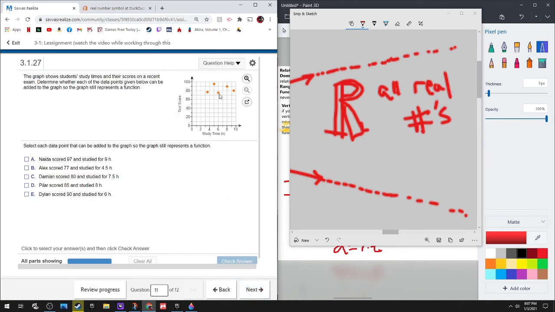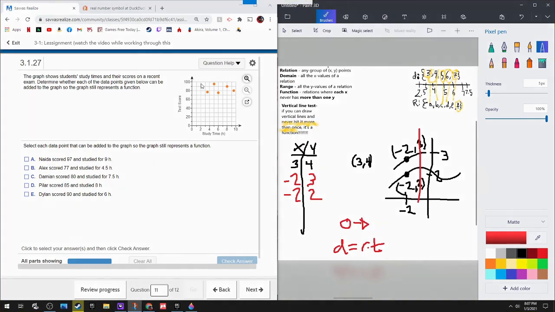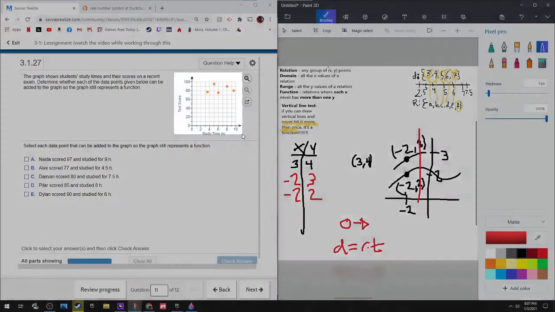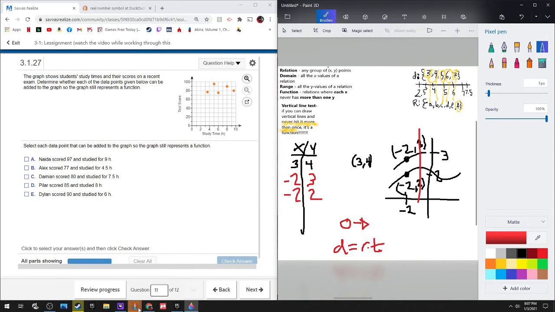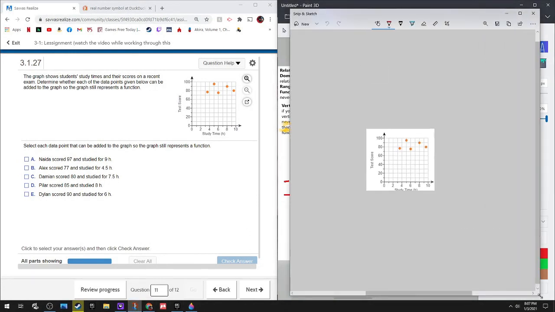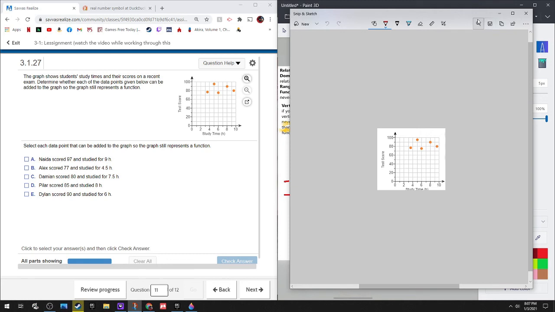All right. The graph shows students' study times and their scores on a recent exam. These are your test scores. No, just kidding. Determine whether each of the data points given below can be added to the graph so the graph still represents a function. Oh, okay, we're trying to see, can I add any of these? Well, what I'm going to do then is use snipping tool so I can actually draw on this. And if I was doing this on a test or something, I would really actually draw on this.